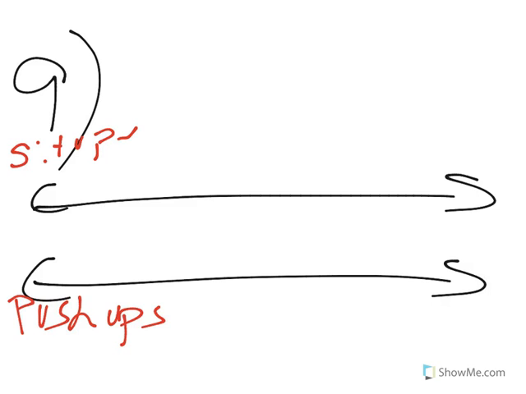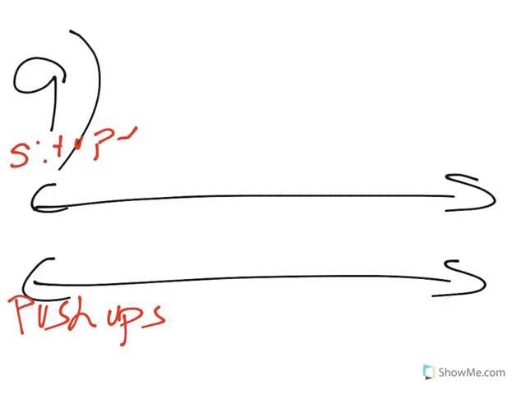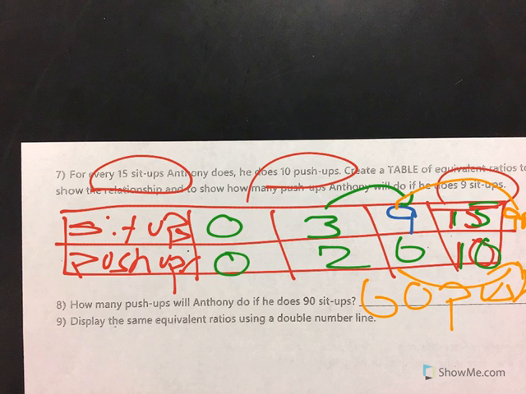So on number 9, I'm going to take the same information from my table that I just did, and I'm going to put it on a double number line. So when I go back to my table, I'm just taking this information and putting it on a double number line. So again, I started with sit-ups on top and push-ups on the bottom. And I know if Anthony does 0 sit-ups, he's going to do 0 push-ups. I got that straight from this first one.